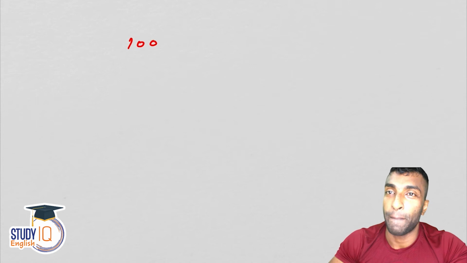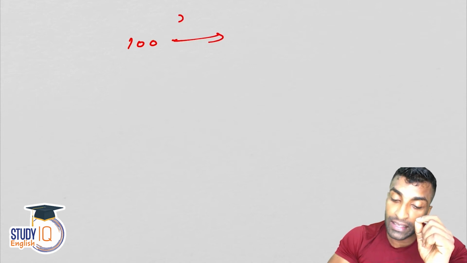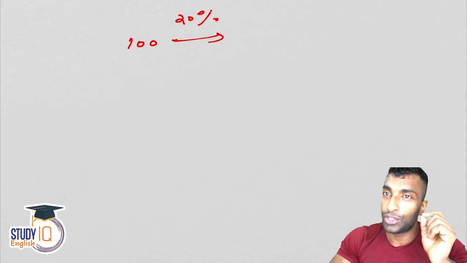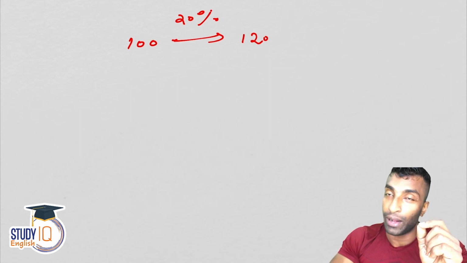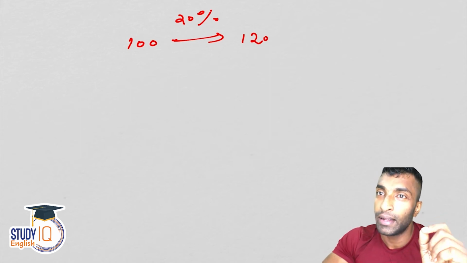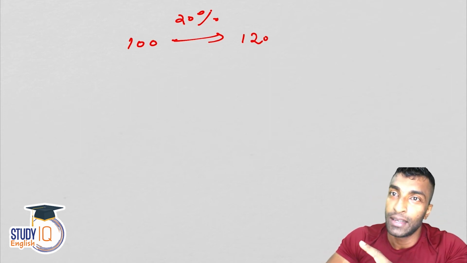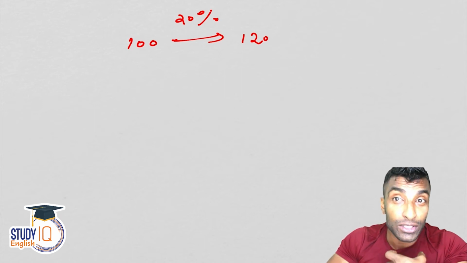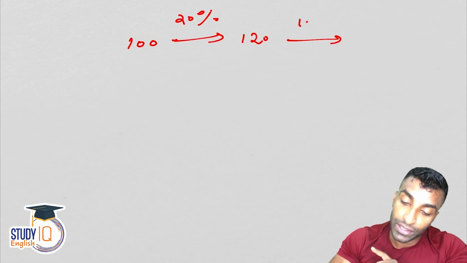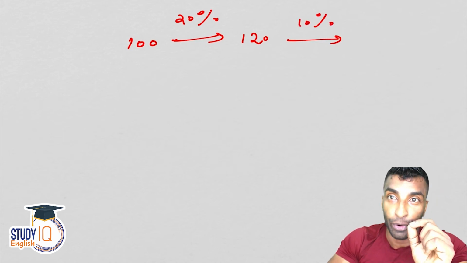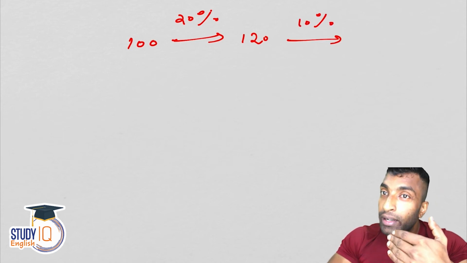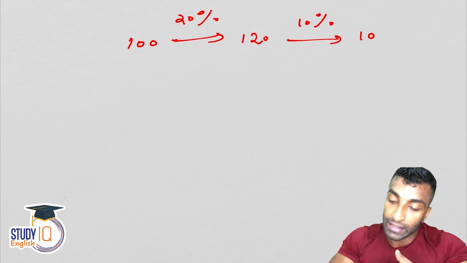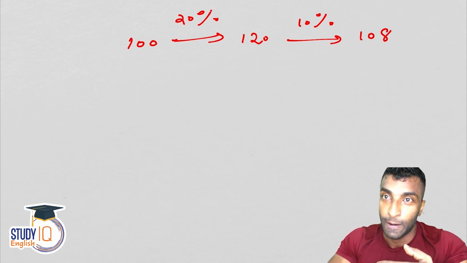So what you need to do is assume that the initial price is 100 and then they are increasing by 20%. So 100 becomes 120 now. Original price is 100. Now he increased the price to 120 and now he's going to give a discount of 10% on that. So what is 10% of 120? It is 12 rupees. So you give a discount. So what will be the final price? It is going to be 108.